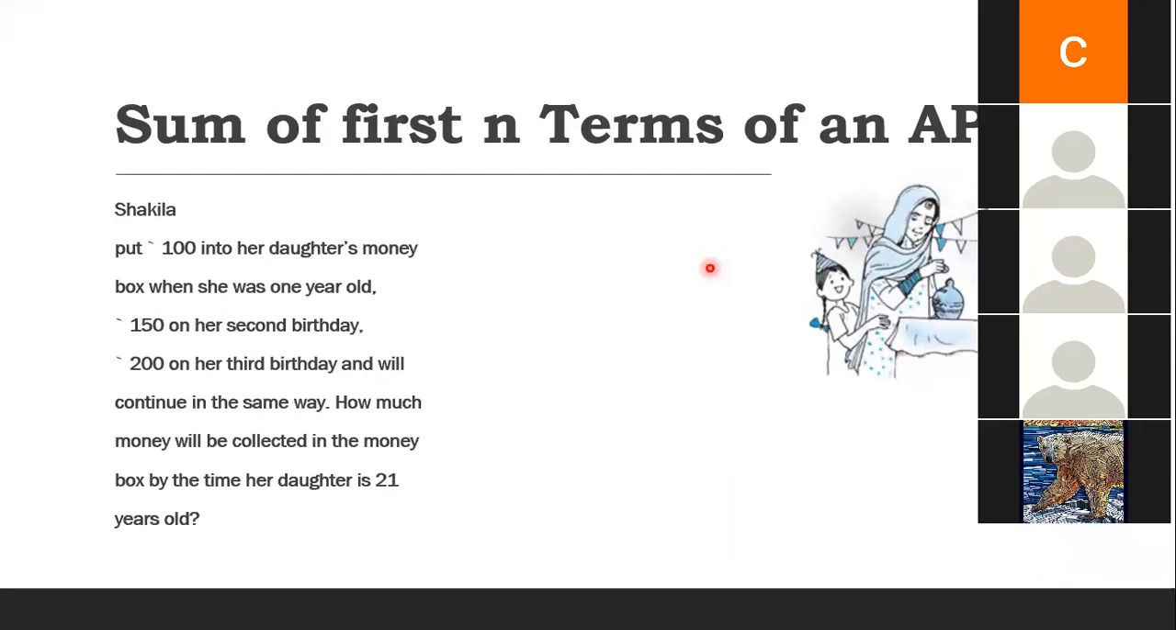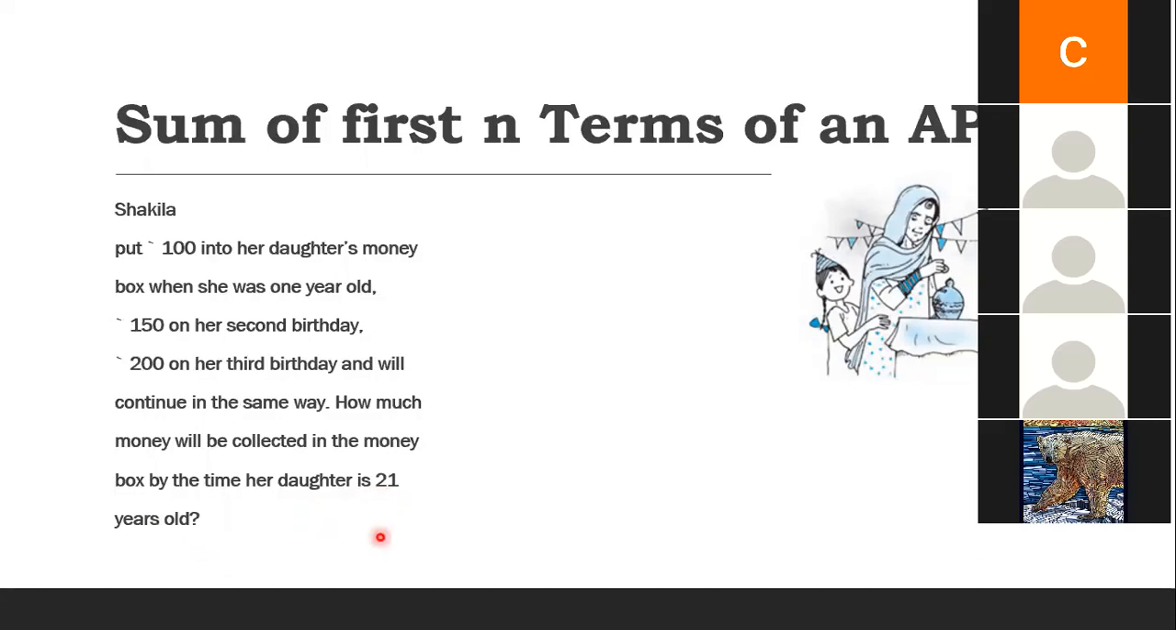This I've taken from your textbook only, children. Shakila put rupees 100 into her daughter's money box when she was 1 year old. Then rupees 150 on her second birthday. How much is increasing here? 50. And the third year, it is 200. And it will continue in the same way. How much money will be collected in the money box by the time her daughter is 21 years old?